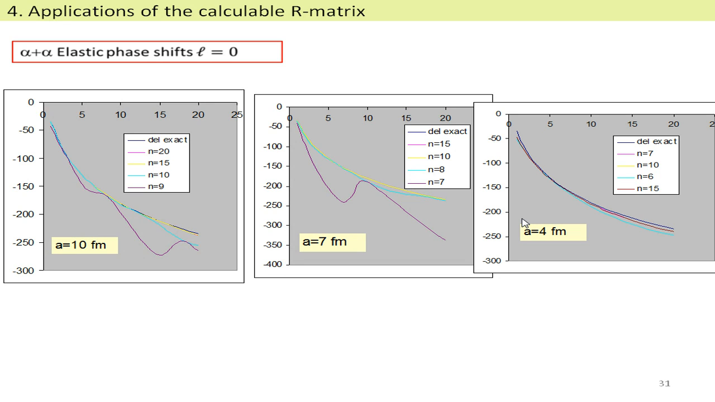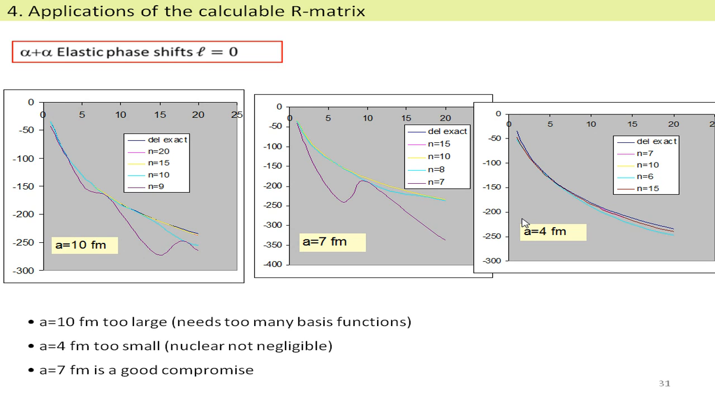And as you can see here, when you increase the number of basis functions, so you have 6, 7, 10, 15, you never reproduce exactly the phase shift. And the reason for that is that 4 Fermis is too small. We have seen in the potential before that at 4 Fermis, the nuclear part is, of course, not negligible. So you are not in the conditions of the applicability of the R matrix.